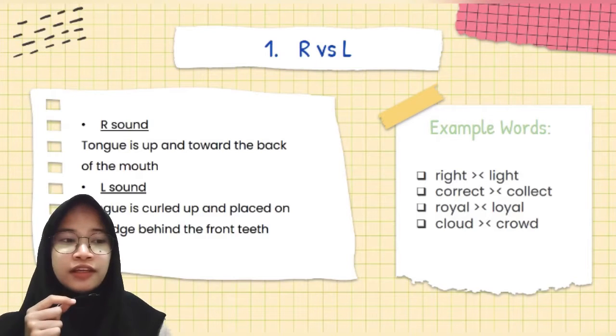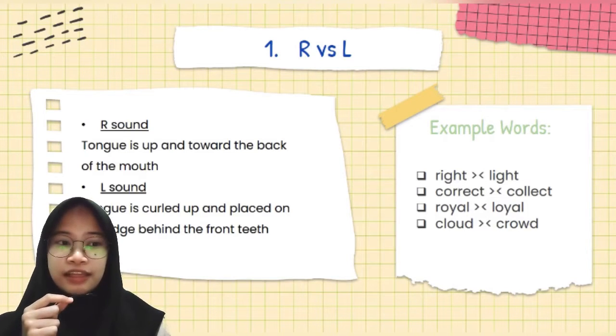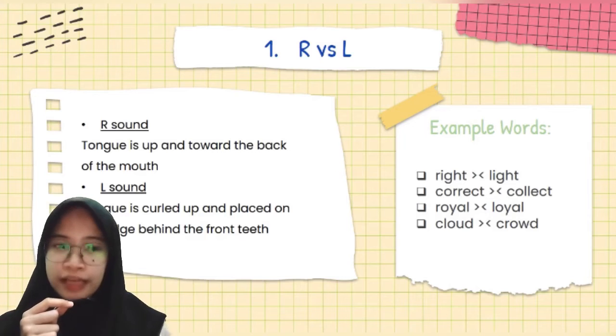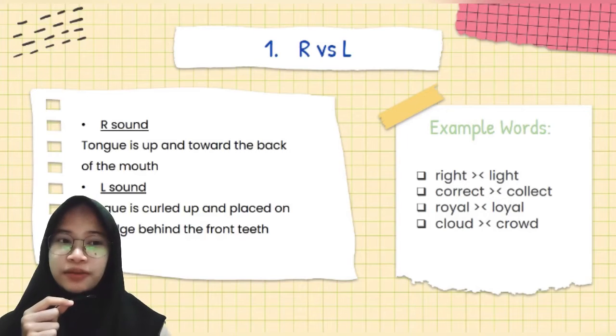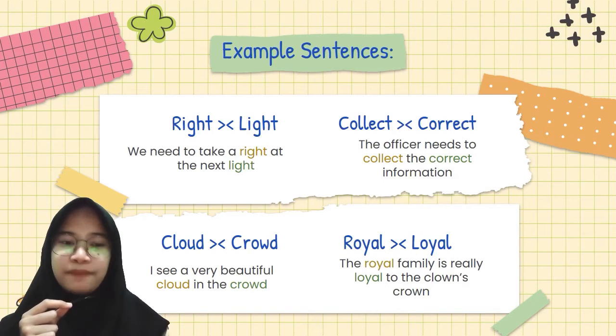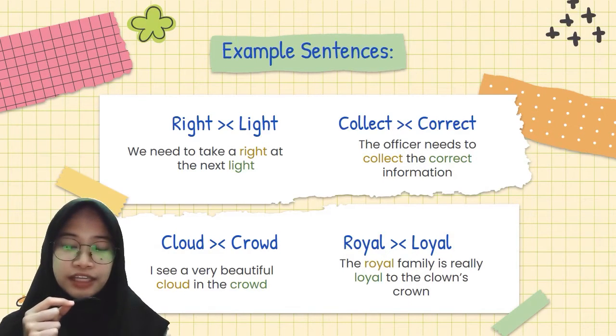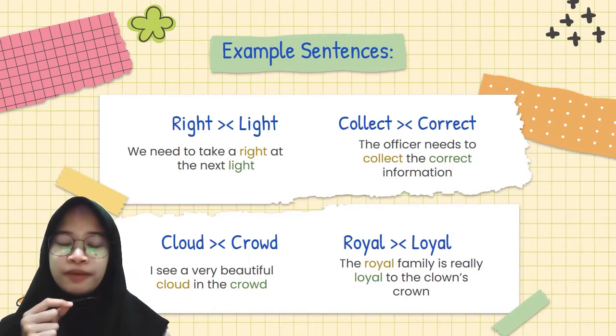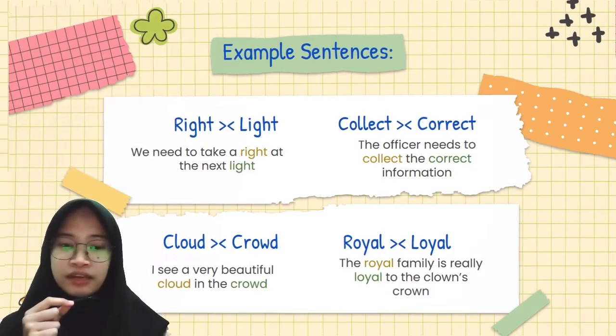For example, right, light, collect, correct, cloud, crowd, royal, loyal. Okay, so let's try with these practice sentences. We need to take a right at the next light. The officer needs to collect the correct information. I see a very beautiful cloud in the crowd. The royal family is really loyal to the clown's crown.